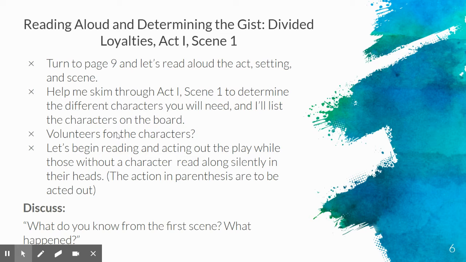We're going to read these pages, and we're going to need different characters in the classroom, but you are not going to be able to do that if you're doing this at home by yourself. We're going to have students read in class. So if you're at home right now, I want you to stop and read Act 1, Scene 1 independently. Now, if there's something in parentheses, that means that's supposed to be acted out.